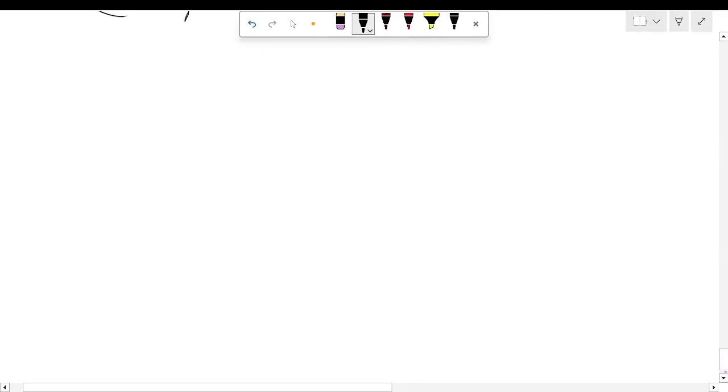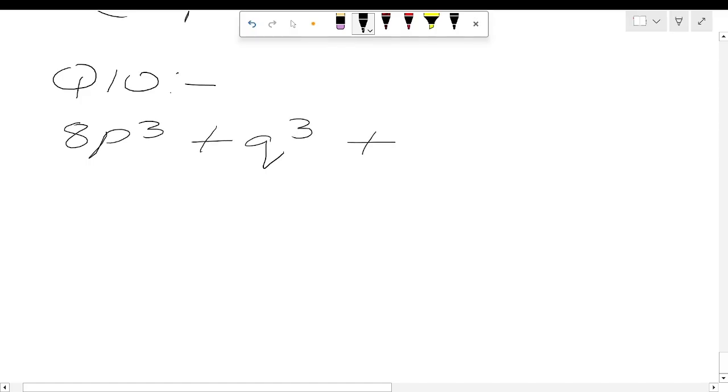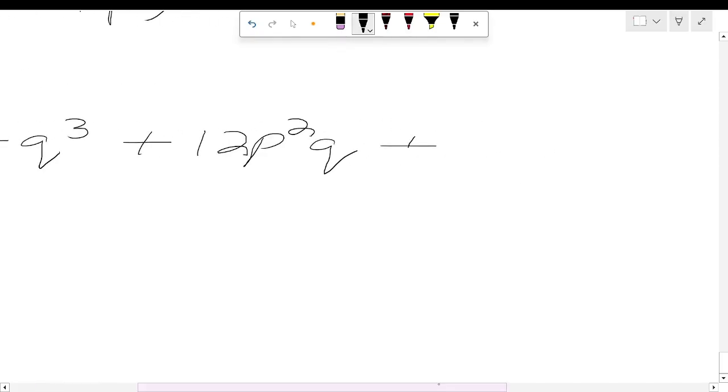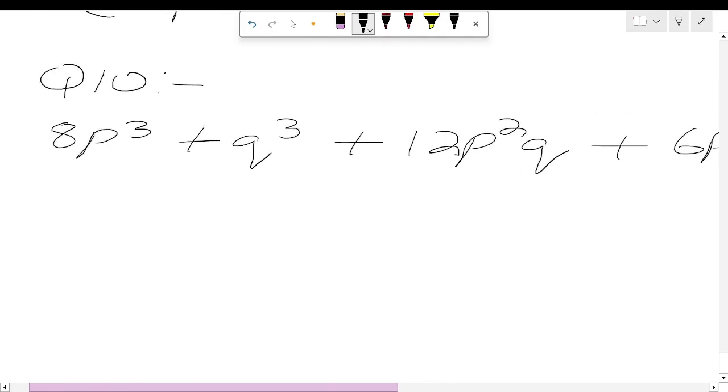Now let's move on to question number 10. So I'll write question number 10 right here. So question number 10 states that we have 8p cube being added with q cube, and it's added with 12p square q, and added again with 6pq square. So first we need to check.